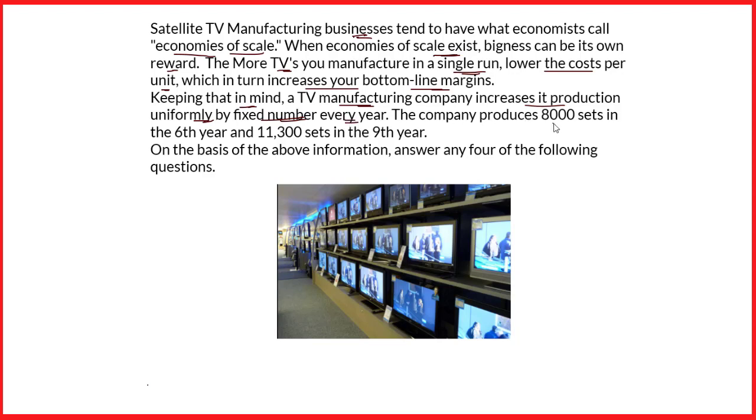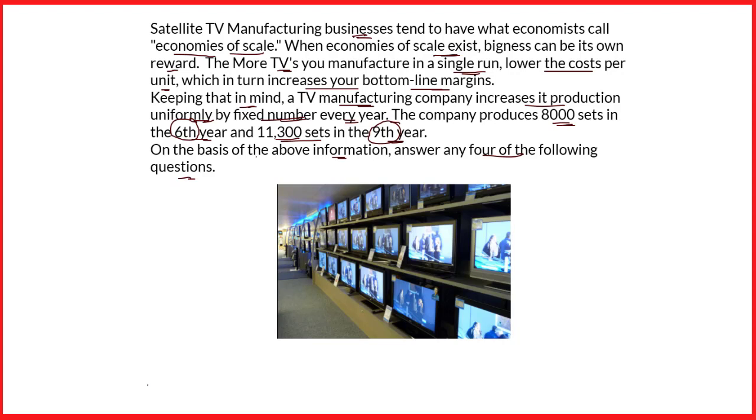Keeping that in mind, a TV manufacturing company increases its production uniformly by a fixed number every year. The company produces 8,000 sets in the 6th year and 11,300 sets in the 9th year. On the basis of the above information, answer any four of the following questions. Friends, here a TV manufacturing company produces 8,000 sets in the 6th year and 11,300 sets in the 9th year, and you have to answer any four of the following questions.